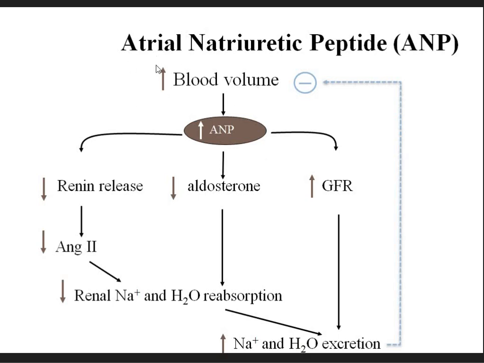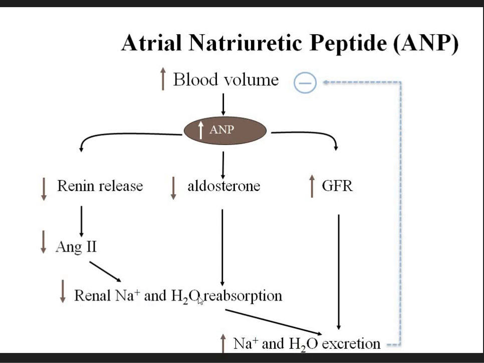Whenever there is increased blood volume, there will be increased secretion of atrial natriuretic peptide from atria. This decreases renin release, decreases aldosterone. Decreased renin causes decrease in angiotensin 2, causing decreased renal sodium and water reabsorption. Both these things, angiotensin 2 and aldosterone, actually cause sodium and water reabsorption.